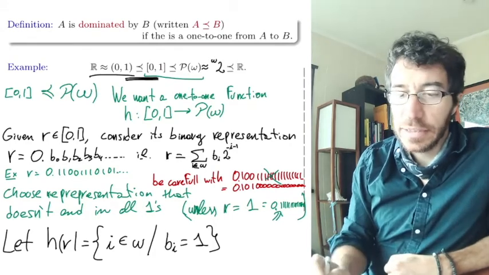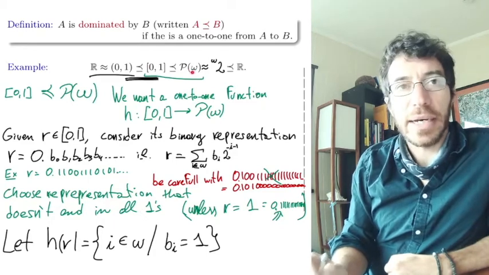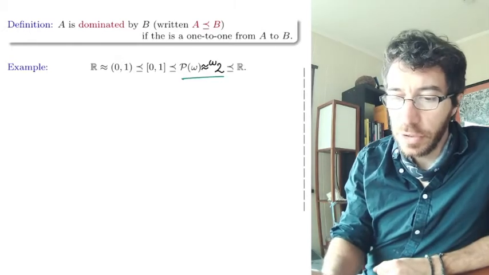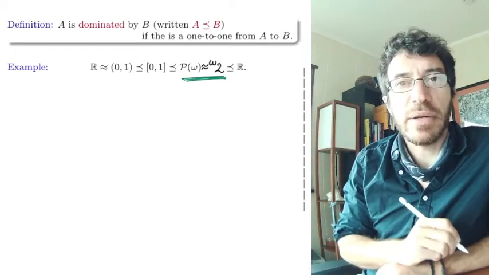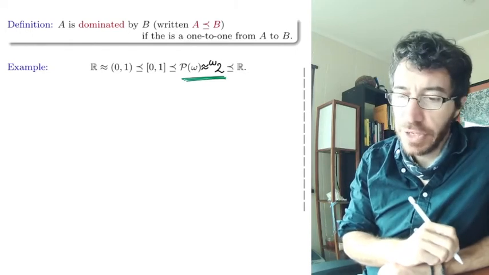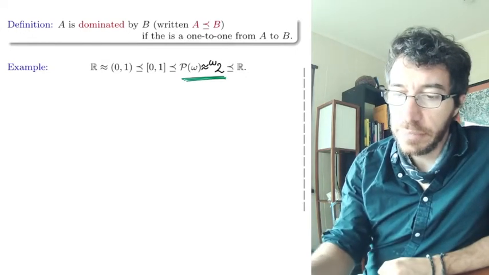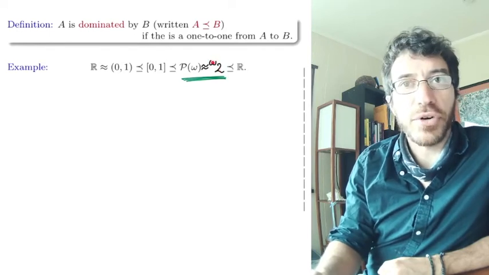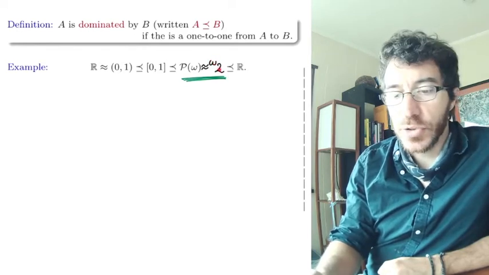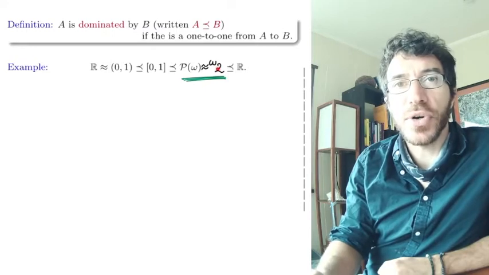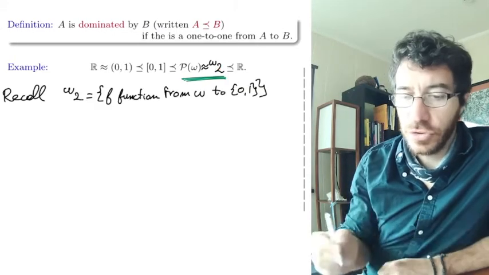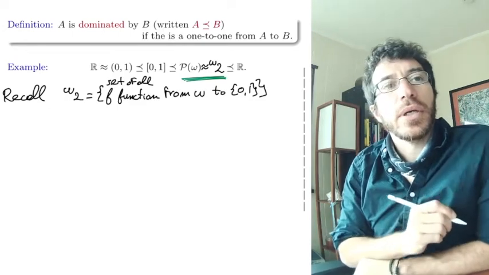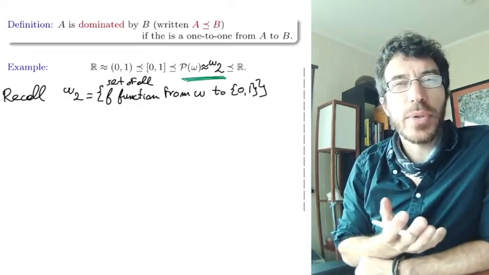So we do get that this one is dominated by the power set of the natural numbers. So how is it that the power set of the natural numbers, the set of all the subsets of the natural numbers, is equinumerous to the set of functions from the natural numbers into 2? Remember, this is the set of all the functions f from omega to {0,1}. So how do we get this bijection?